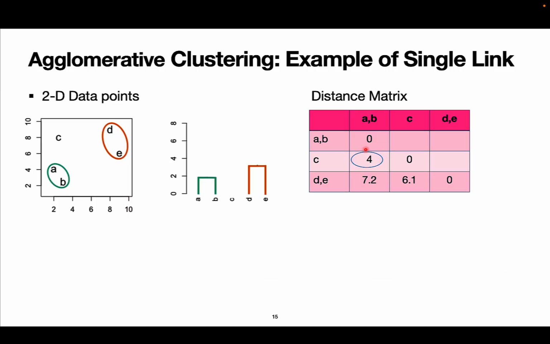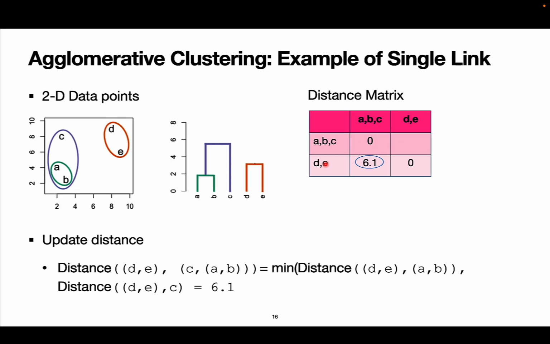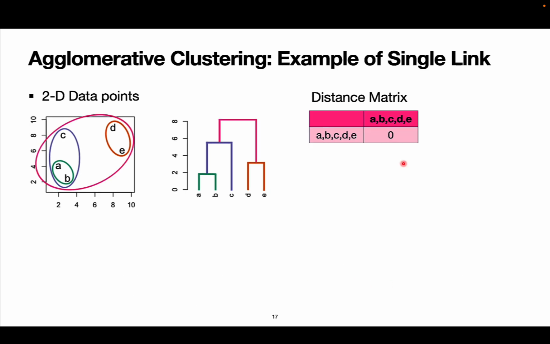Next, we find that 4 is the next smallest value. We group AB and C together and recompute the distances. Notice how the minimum distance between DE and ABC is computed as the minimum of the distances between DE and AB, and DE and C. Finally, we merge everything into a single cluster, ABCDE. The dendrogram now shows all merges in hierarchical order from individual points all the way to one cluster.